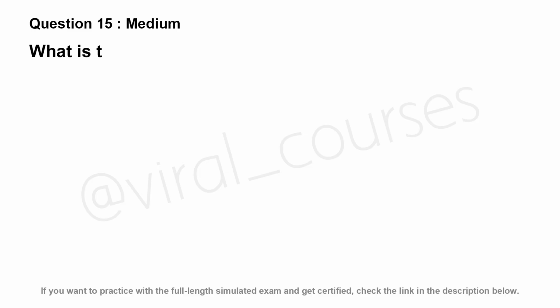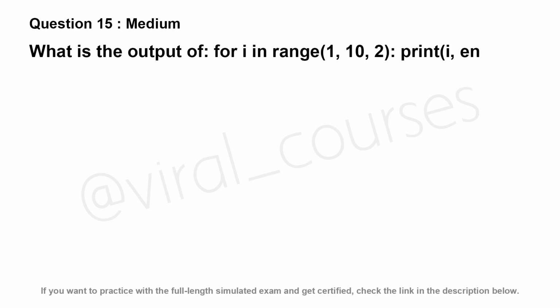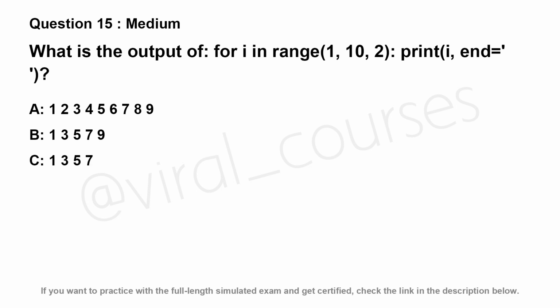What is the output of for i in range(1, 10, 2): print(i, end=' ')? Option A, 1, 2, 3, 4, 5, 6, 7, 8, 9. Option B, 1, 3, 5, 7, 9. Option C, 1, 3, 5, 7. Option D, 2, 4, 6, 8, 10.